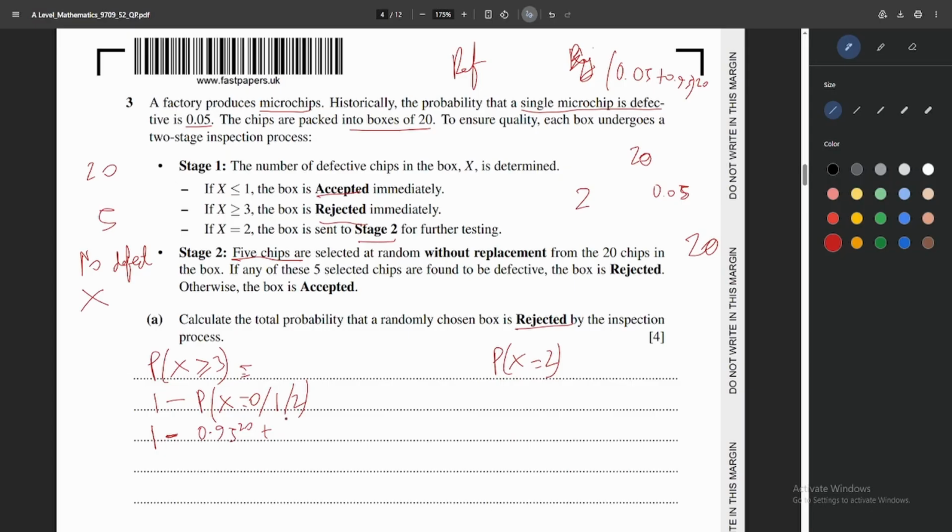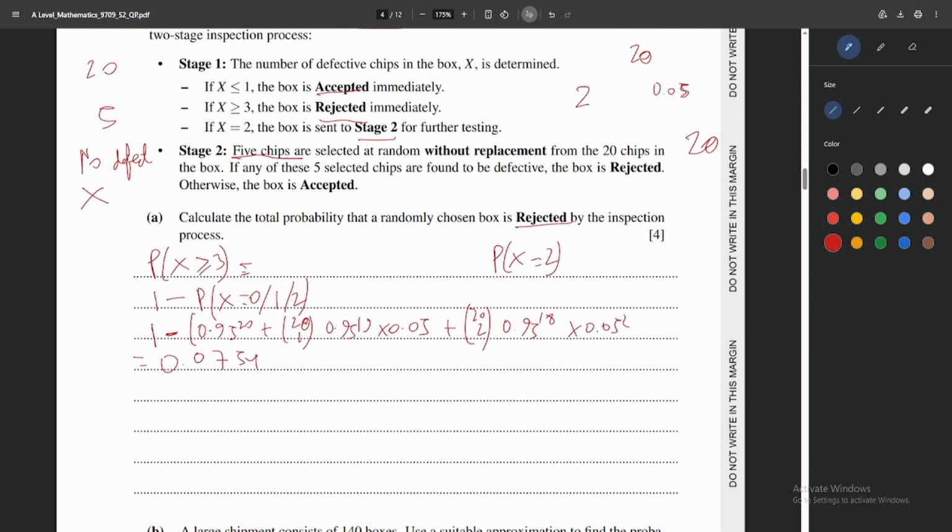Then we have 1 defective, so it's 20C1 into 0.95 to the power 19 into 0.05, plus, we can just put the whole thing in brackets, 20C2 into 0.95 to the power 18 into 0.05 squared, and this is equal to 0.0754.